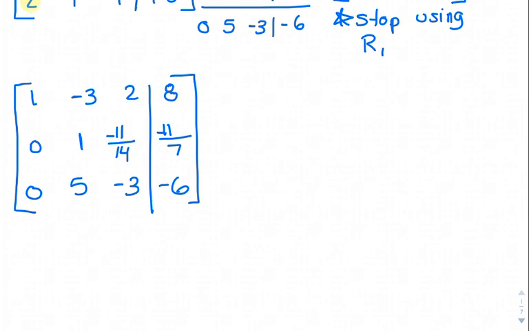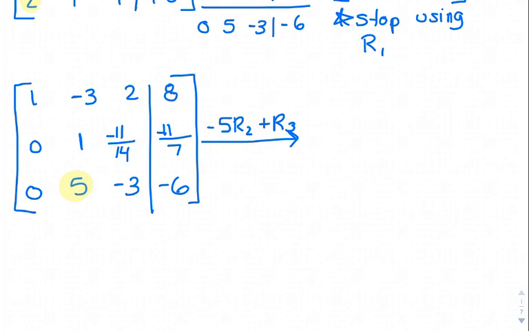So I got my 1 there. Now I want a 0 here. Whenever I need a 0, I multiply a row and then add it to another. So 5 plus something gives me 0. That number would be negative 5. So 5 plus negative 5 would give me 0. So I'm going to multiply row 2 by negative 5 and add it to row 3.